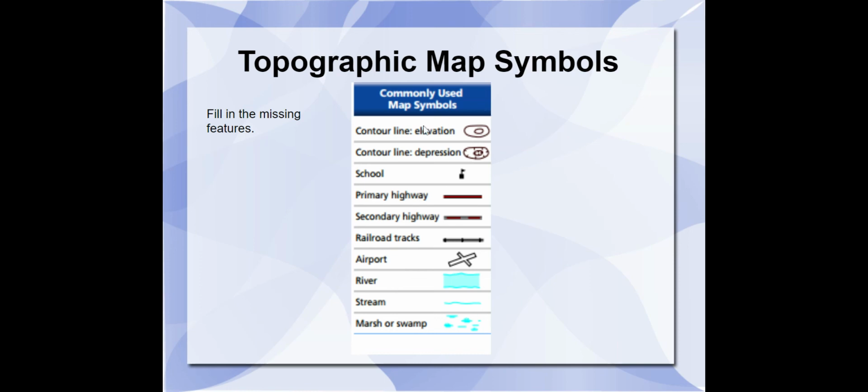I want to also point out the contour lines. We already know that this shows elevation, meaning we're going up above sea level. But sometimes contour maps show how we go down into areas below sea level. So it looks very similar to the elevation. The only difference is there's these little tick marks on the inside of each of those contour lines.